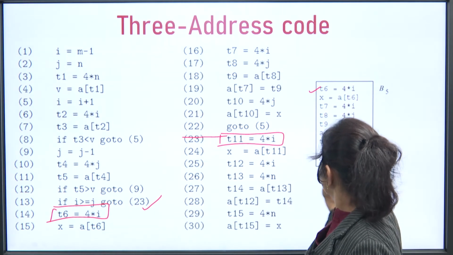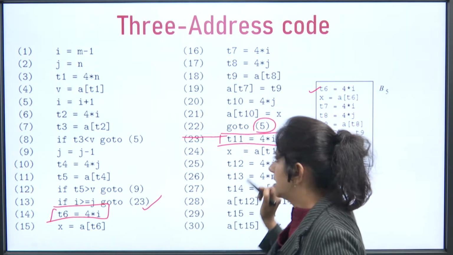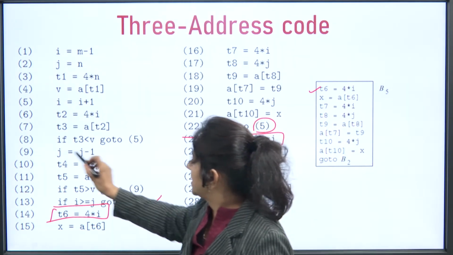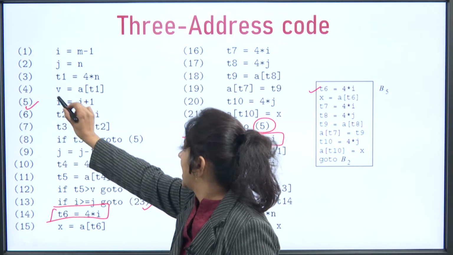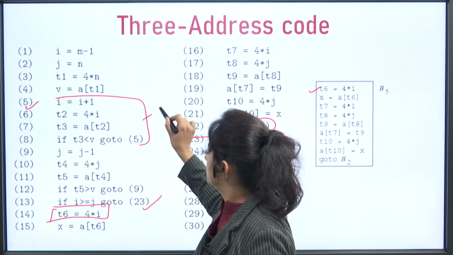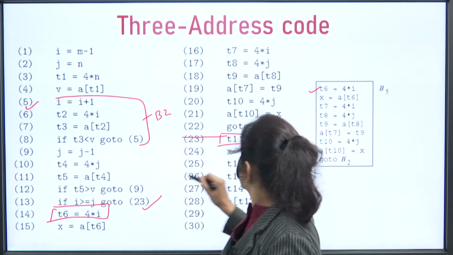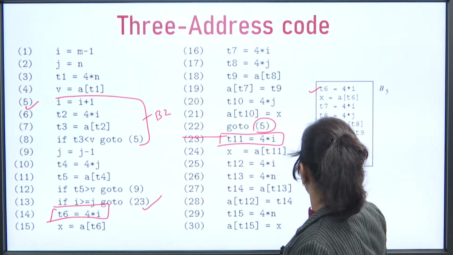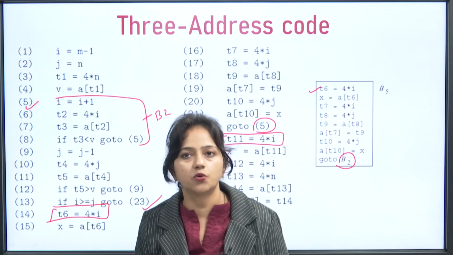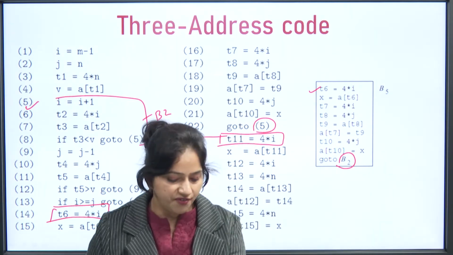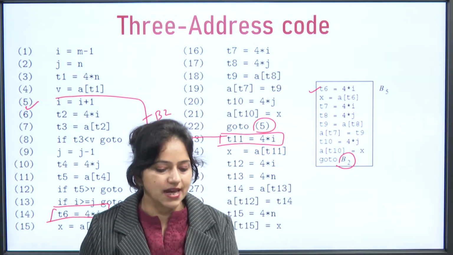So, we will keep all statements up to go to 5. Here, go to 5 means this particular statement, and it is residing in block B2. So here we will write go to B2 rather than writing go to 5. So this will be block 5, and similarly we can design block 6.